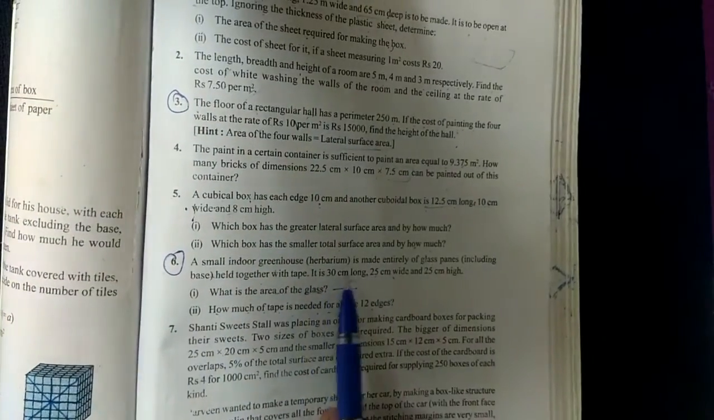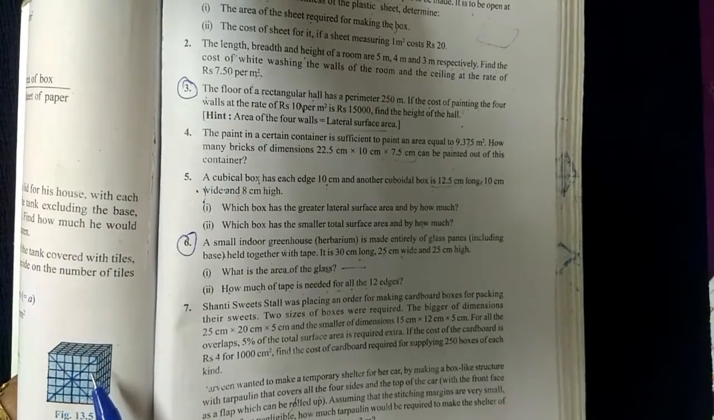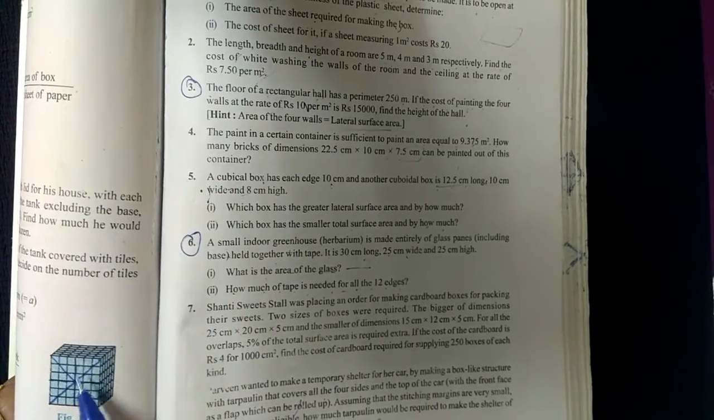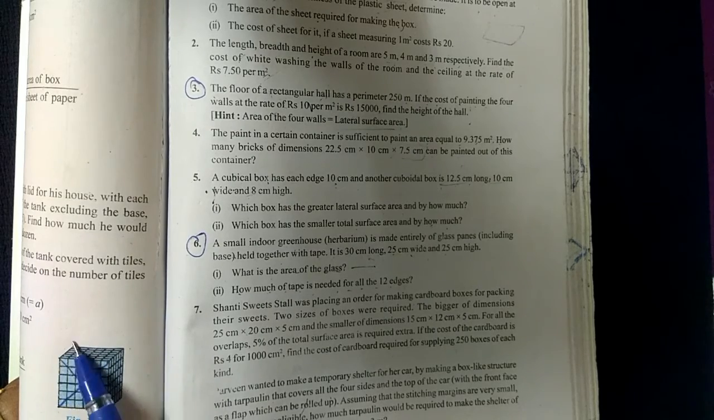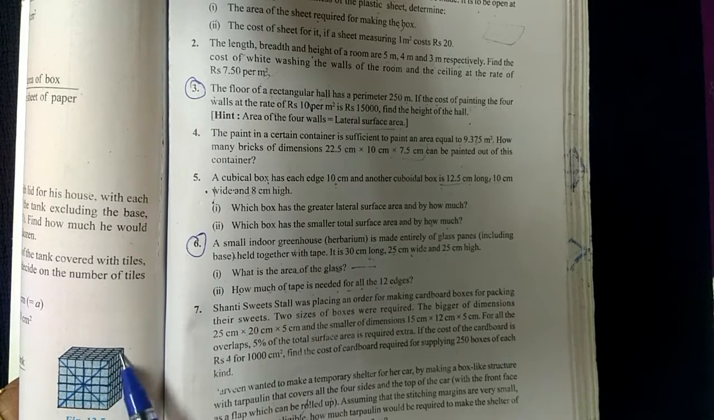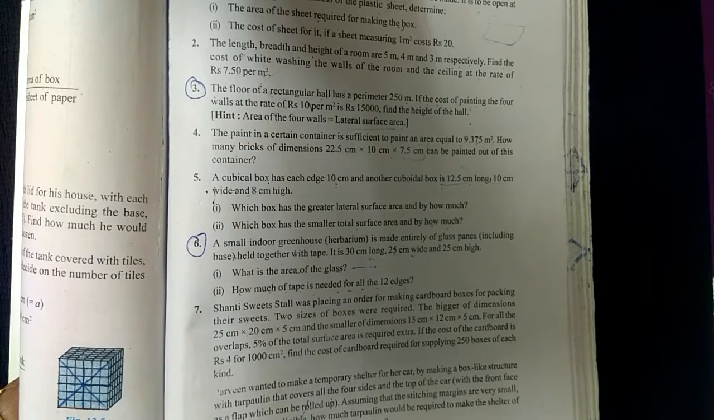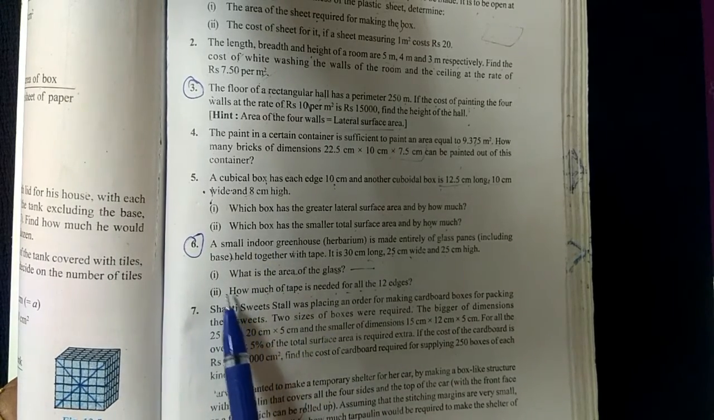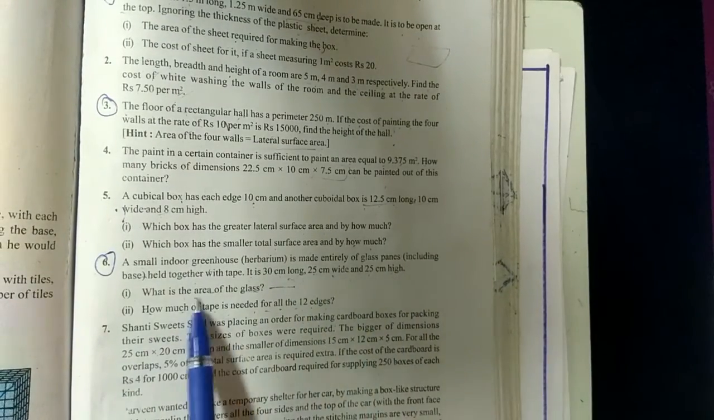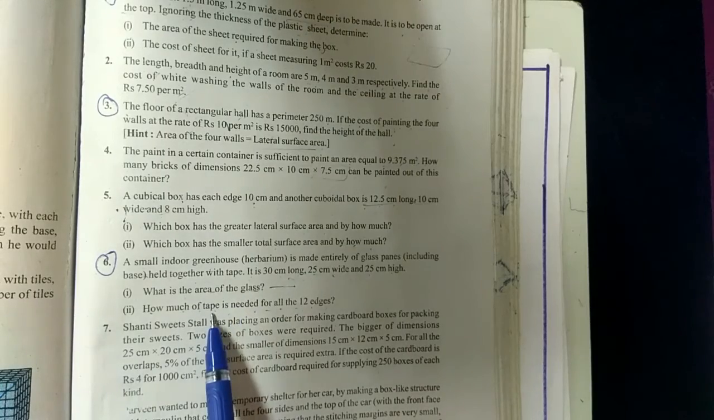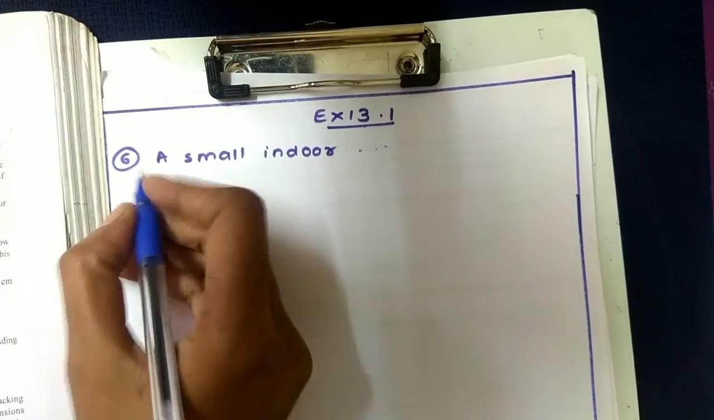for joining the glass house. Here we have a cuboidal box, so you can see this is the greenhouse, and how much tape is needed to join the walls, base and ceiling. That is the second question of question number 6. So we'll first write the given things here. Length, breadth and height are given. First of all, you have to find the area and then the tape needed, that is the edges.